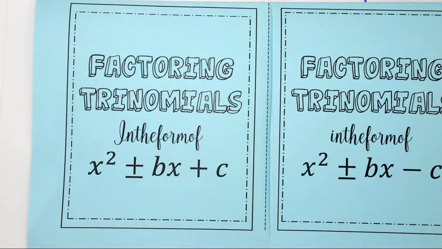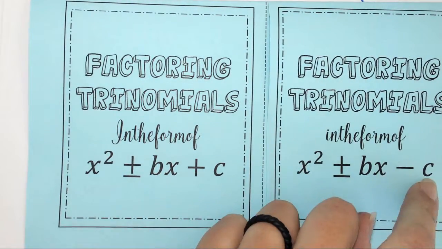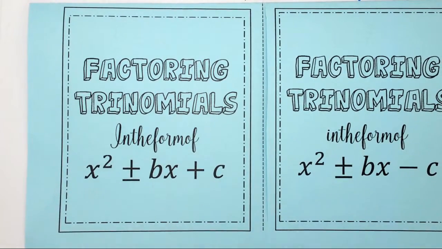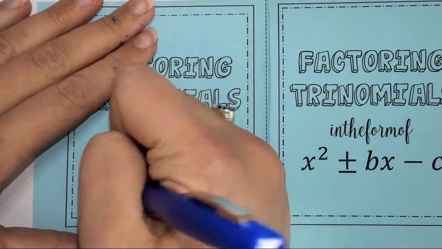Alright, so we have two ways that we factor trinomials. We factor it when either C is positive or C is negative. Each time, this does not have a GCF, and you use the star method.